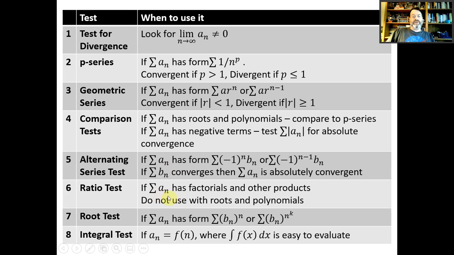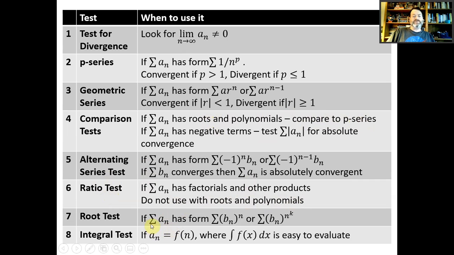Ratio test, if you see factorials and other products, right? So exponentials, factorials, other stuff like that. Use the ratio test, sines and cosines, stuff like that. But don't use this with roots and polynomials. Roots and polynomials, you want to do the comparison test.